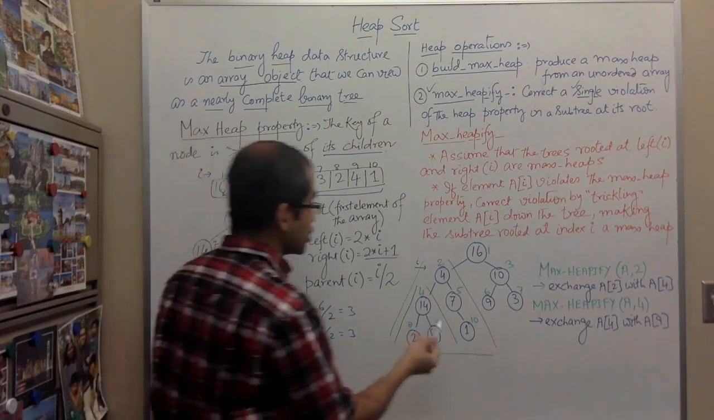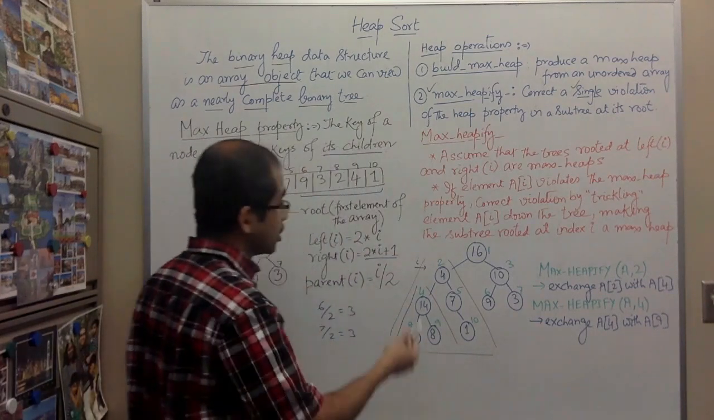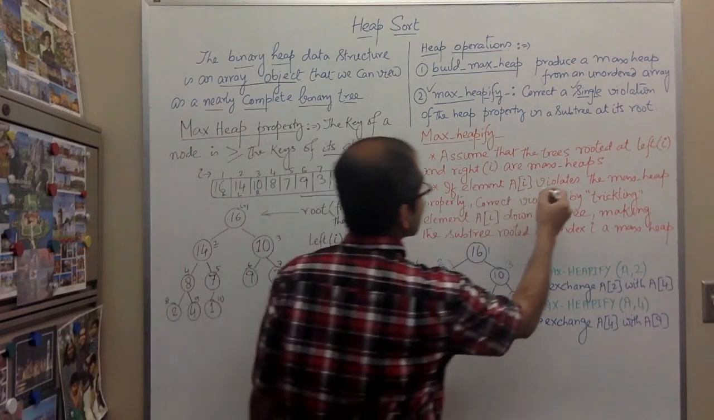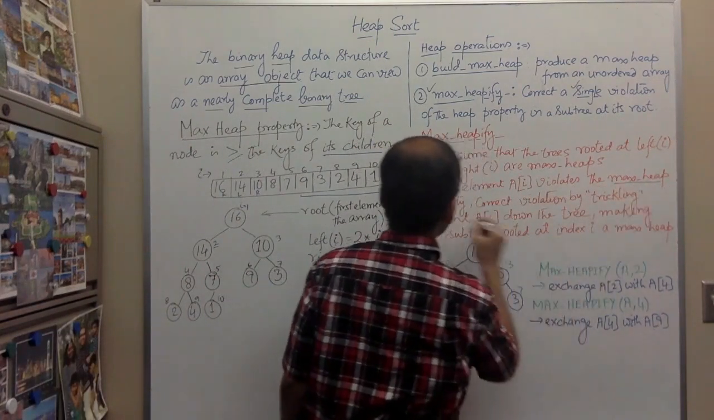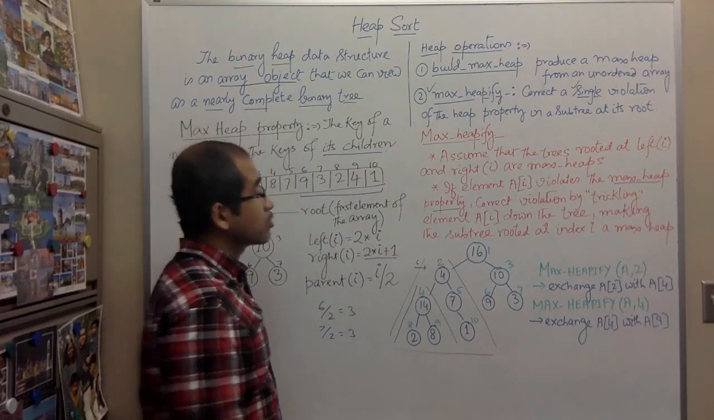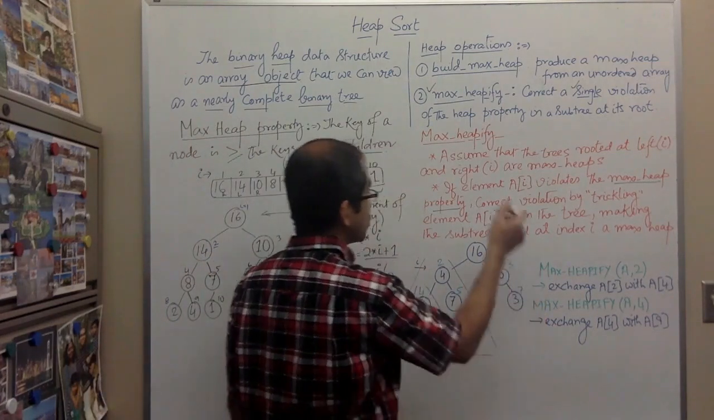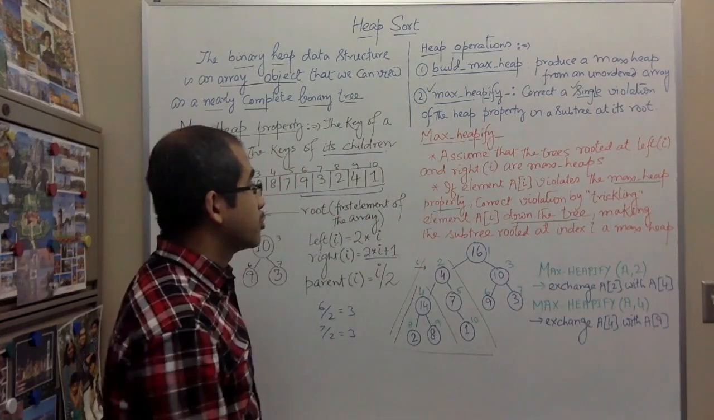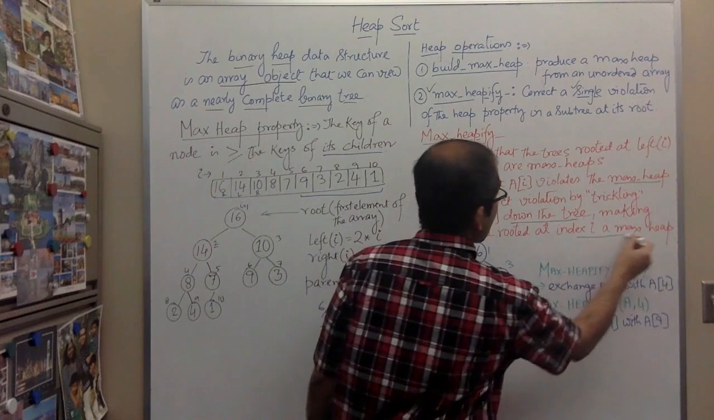It can be either of the children or both the children. In this case, it is both the children. So if element A[i] violates the max heap property, that means this is actually violating it. In that case, we correct the violation by trickling element A[i] down the tree, making the subtree rooted at index i a max heap.